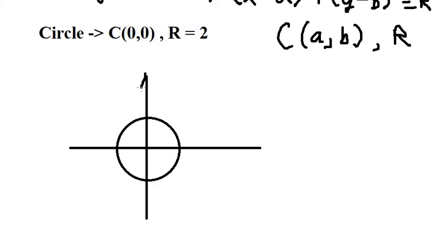So this is y, this is x. We have 0 in here. Because the radius is 2, this one we have 2. This one we have negative 2. This is positive 2.